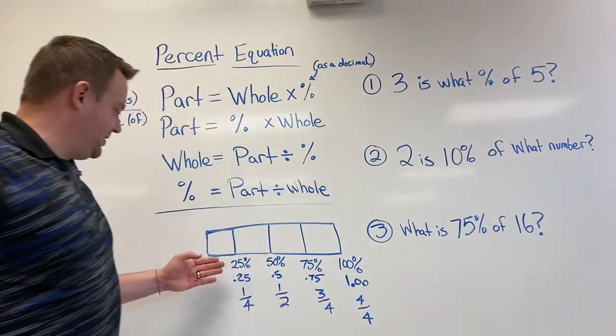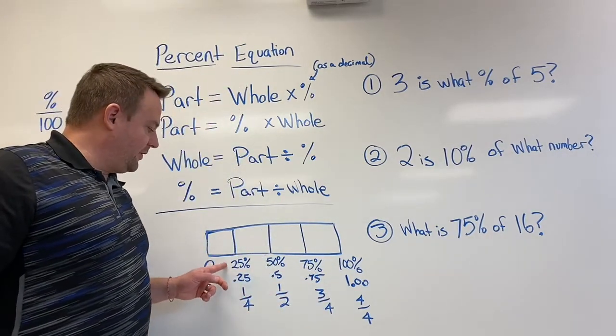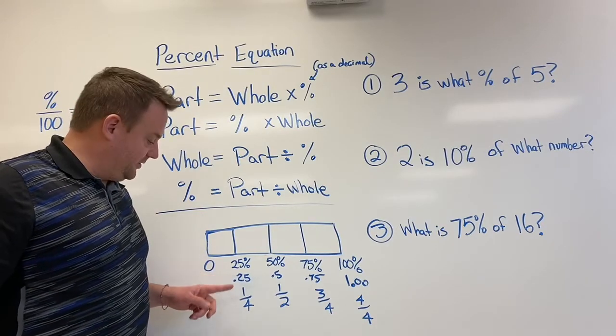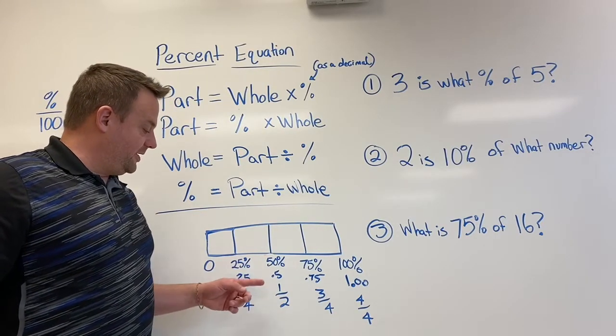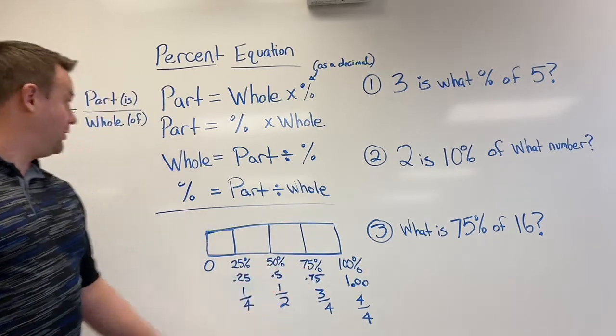You want to be real fluid in your conversions to know that 25%, for example, is 25 hundredths and 1/4. 50% is 5/10 or 1/2, so on and so forth.